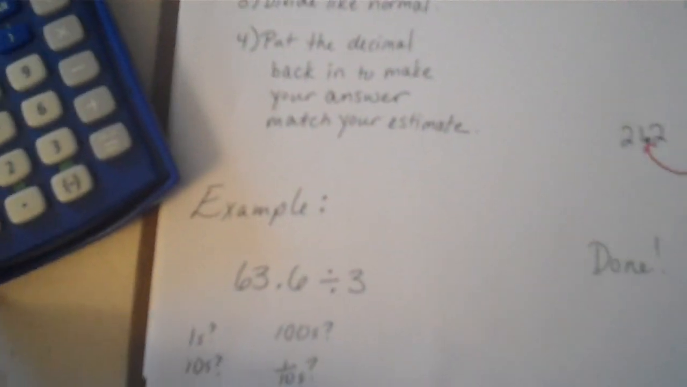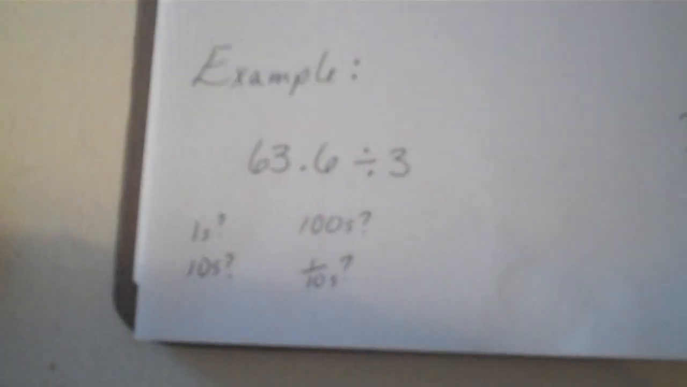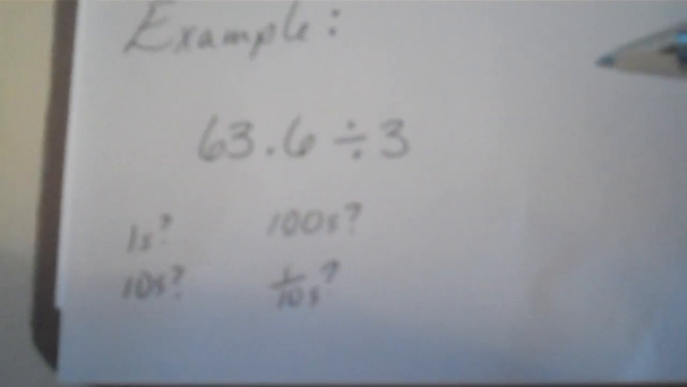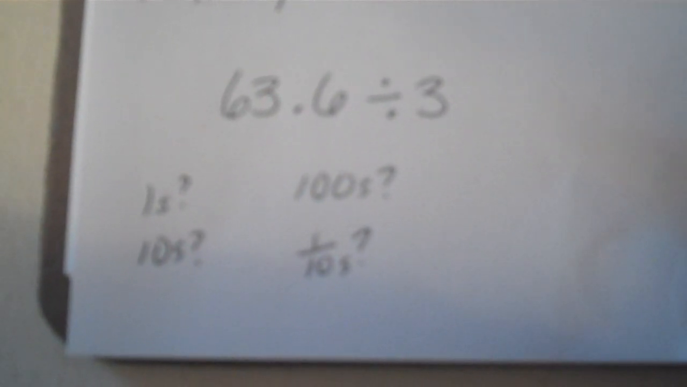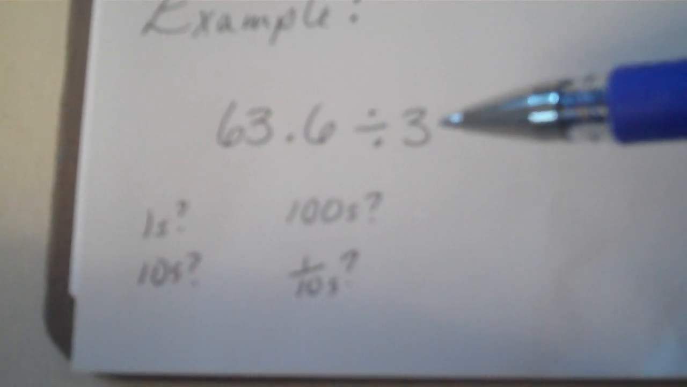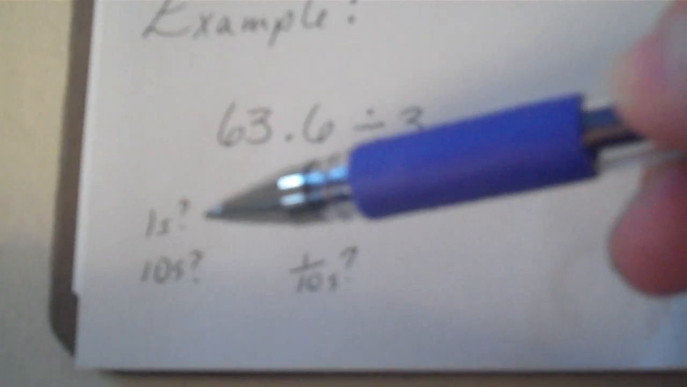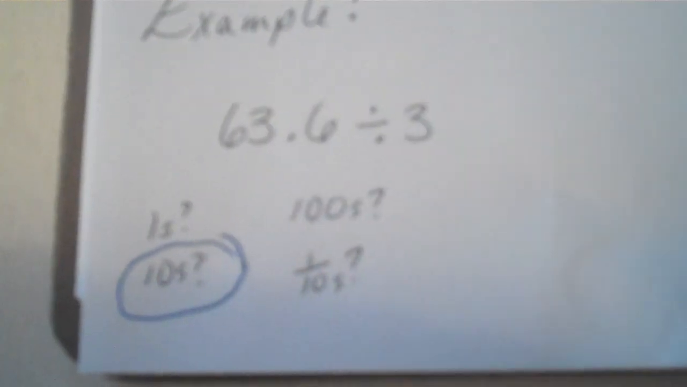Let me show you. In 63 and 6/10 divided by 3, when I divide that, am I likely to get an answer in the ones? Well, I know that 63 and 6/10 is kind of close to 60. And if I did 60 divided by 3, I would get 20. So that's bigger than the ones place, and it's smaller than the hundredths place, and it's much bigger than the tenths place. 20 is an answer that's in the tens place. Now I've made my magnitude estimate.